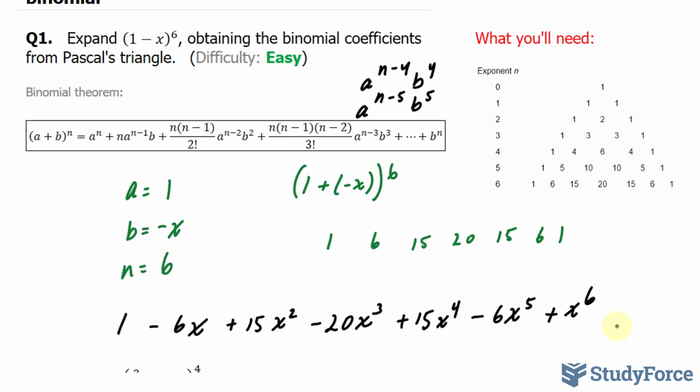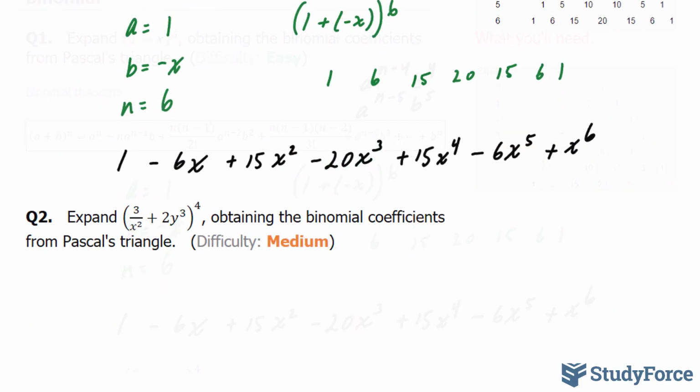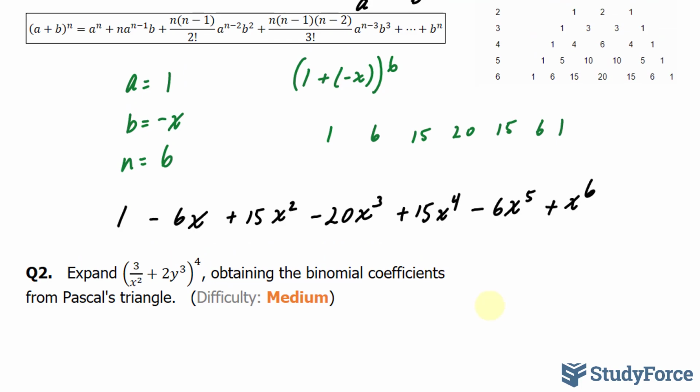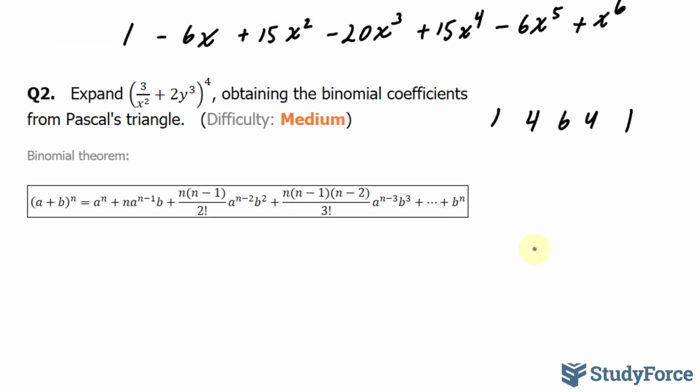Let's try this once more in question 2. In question 2, they ask us to expand this binomial, and it has an n value of 4, so less work obtaining the binomial coefficients from the Pascal's triangle. So let's go ahead and collect those first. We have 1, 4, 6, 4, and 1. Also, I've taken the liberty to place the binomial theorem below. That way we don't have to scroll up each time.